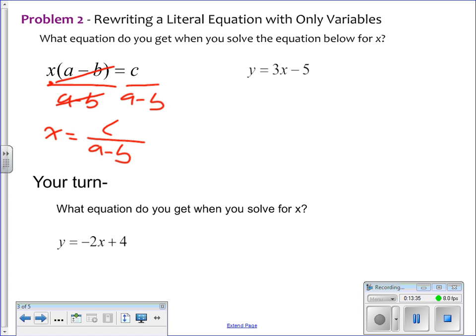That's it. It looks really complicated and it's not a pretty answer when you're done, but it's not that hard. One step, you're finished. This one will take a couple more.